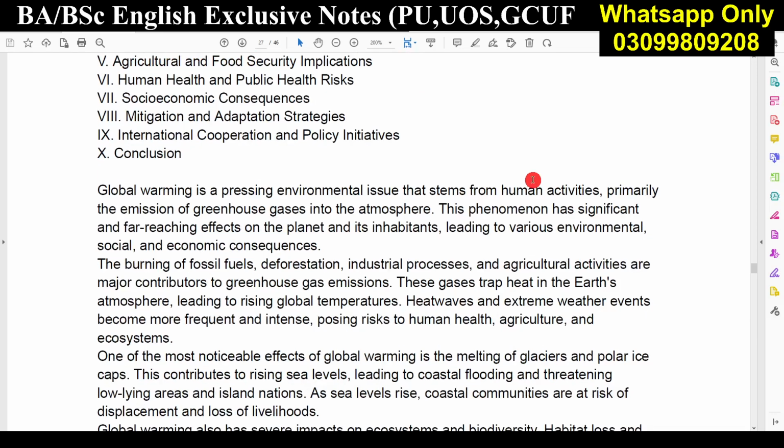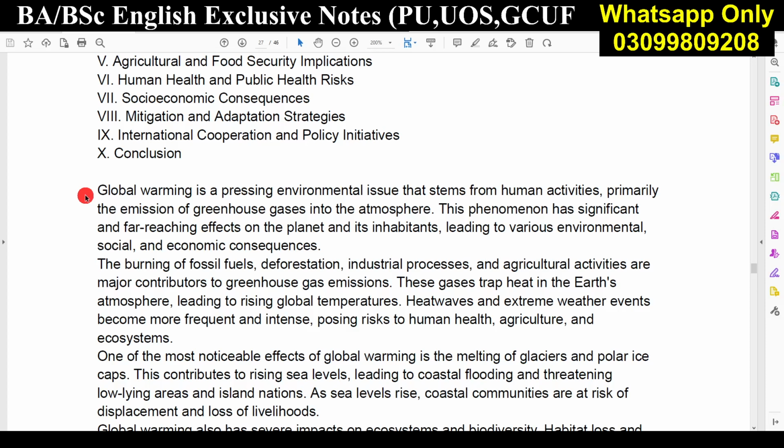Conclusion. Global warming is a pressing environmental issue that stems from human activities, primarily the emission of greenhouse gases into the atmosphere. This phenomenon has significant and far-reaching effects on the planet and its inhabitants, leading to various environmental, social, and economic consequences. The burning of fossil fuels, deforestation, industrial processes, and agricultural activities are major contributors to greenhouse gas emissions.